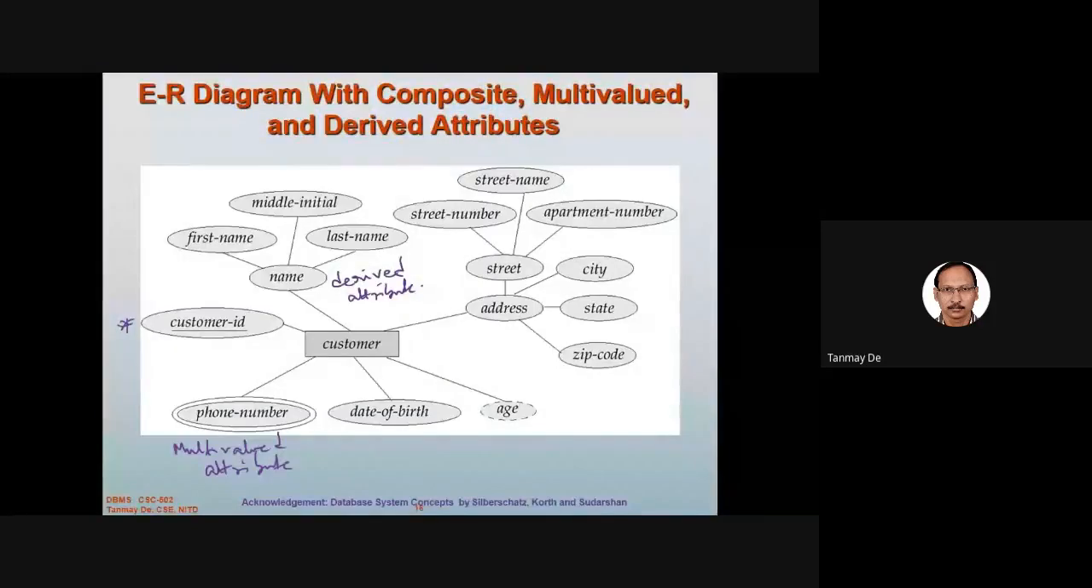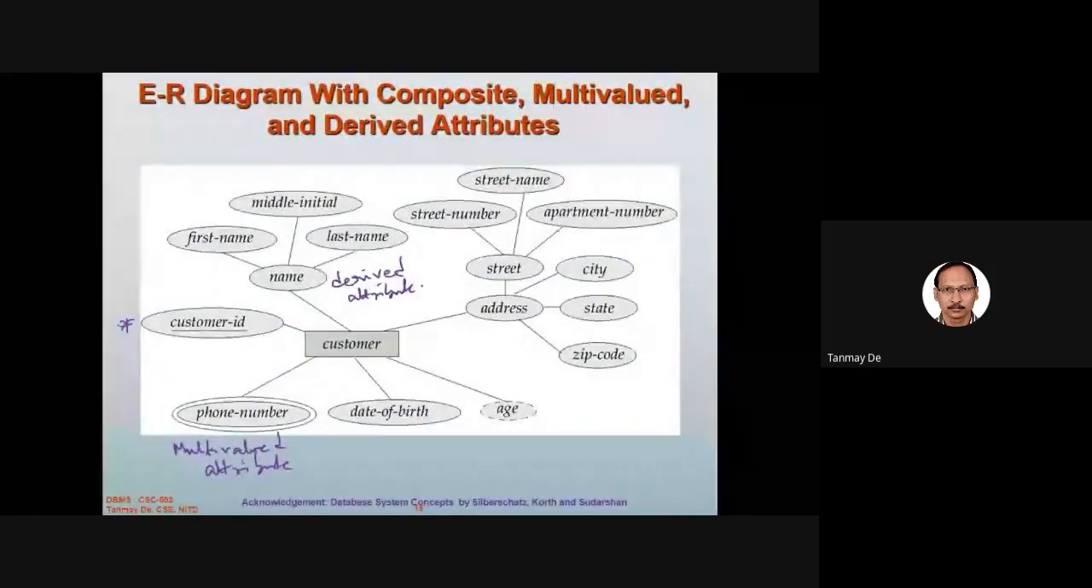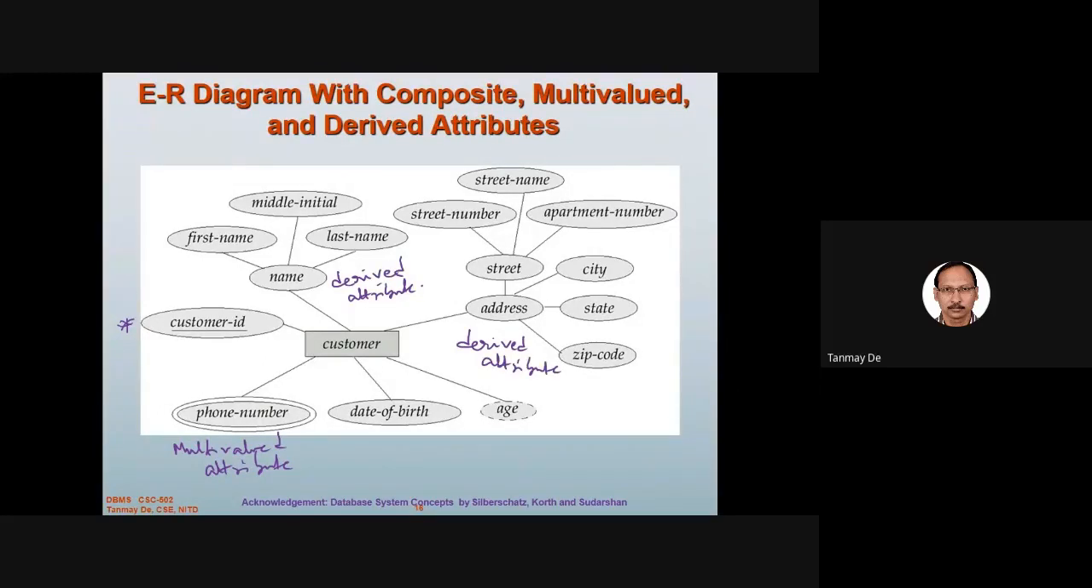Similarly, address is also a derived attribute. And here you can see the dash ellipse.